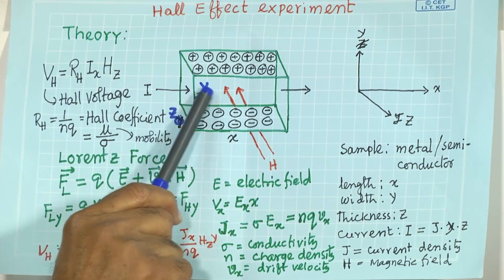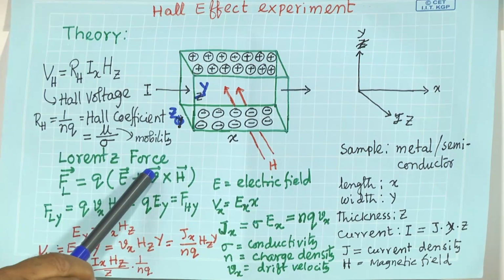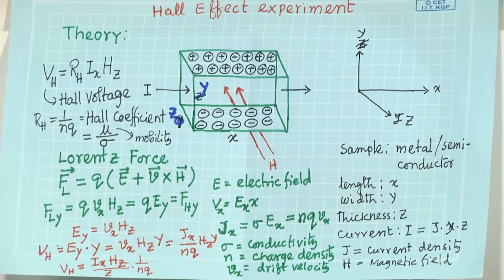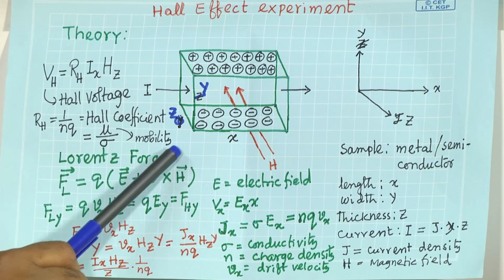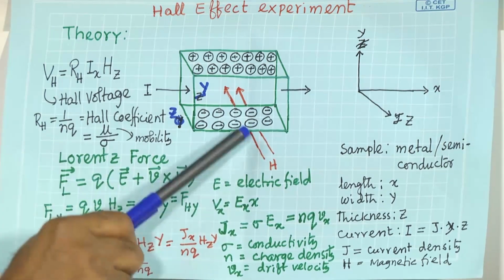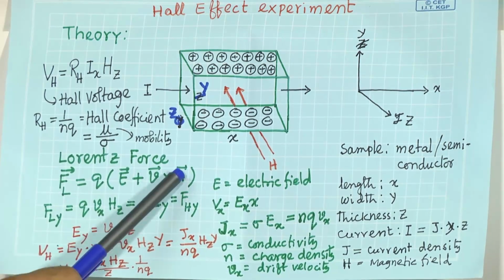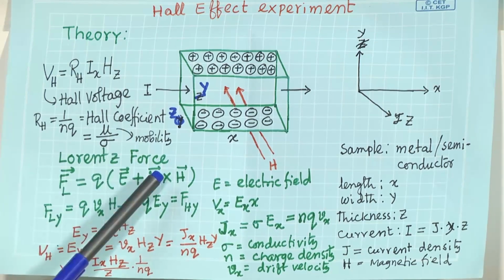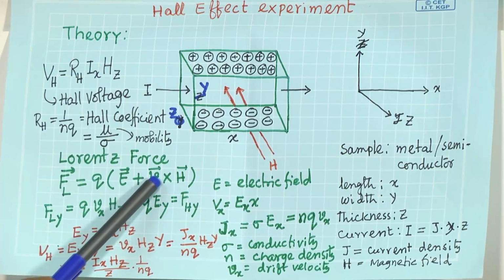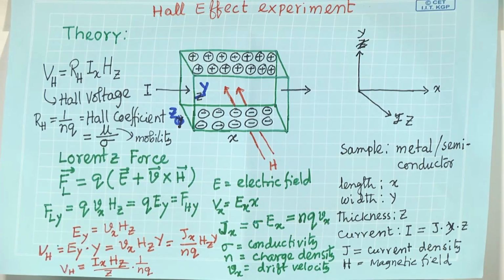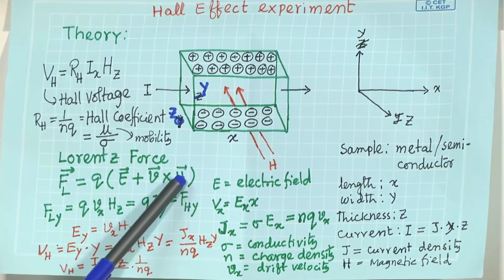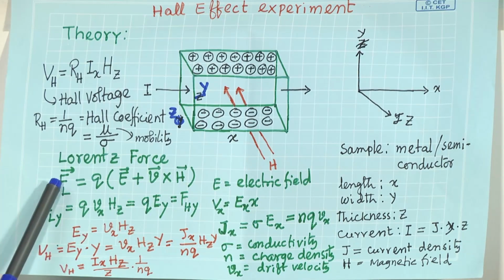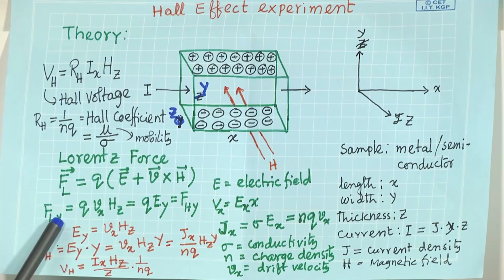So there will be velocity along the x-axis. That is Vx, that is V, and if the magnetic field is along the z direction, then due to the magnetic field there will be a force on that carrier along the y direction, right? This is B cross H. So if the velocity is in the x direction and H is in the z direction, then this force will be along the y direction. Okay, along the y direction.